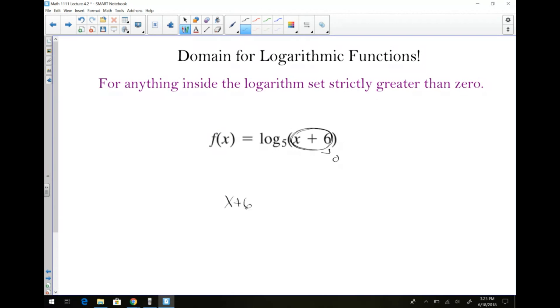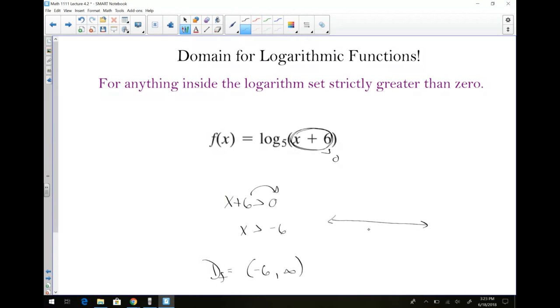So I'm going to say, well, x plus 6, all that stuff has to be greater than 0 because we've seen what happens when we try to take a log of a negative number or a number with 0. So now all we have to do is just move the 6 over, and we get x is greater than -6. So we can say, hey, the domain of this particular function f is going to be equal to the smallest number being -6 and the largest number being positive infinity.